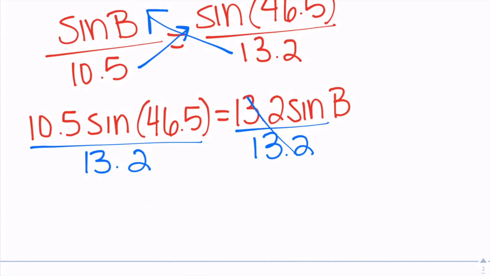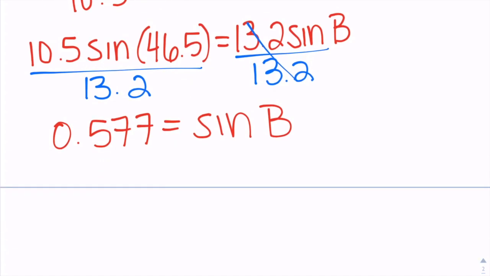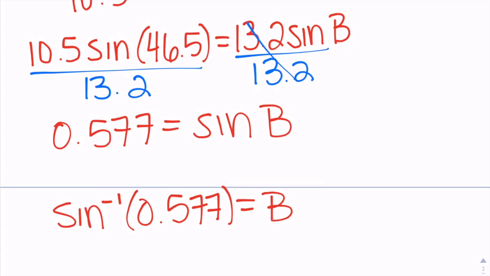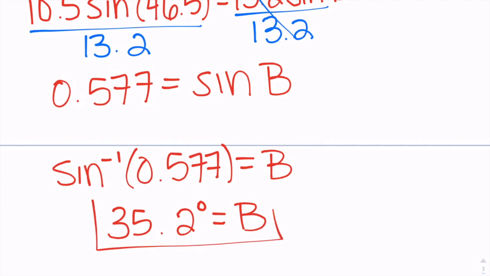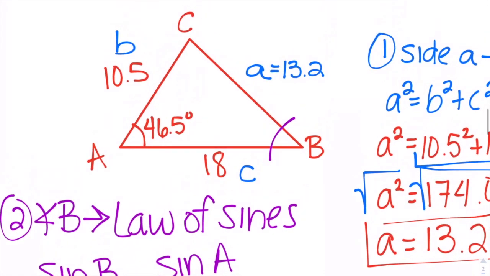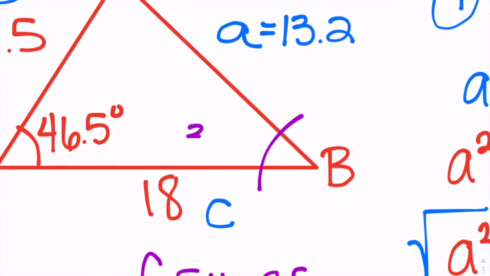And so when you do that in the calculator, you're going to get the decimal. This equals sine of b. And then remember, to solve for a missing angle, you have to do the inverse. So then we get sine inverse of our decimal is equal to angle b. And so we find that angle b is approximately 35.2 degrees. And so then we're going to go fill that in.